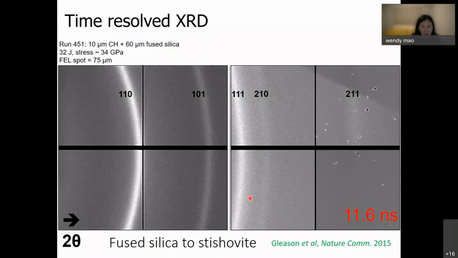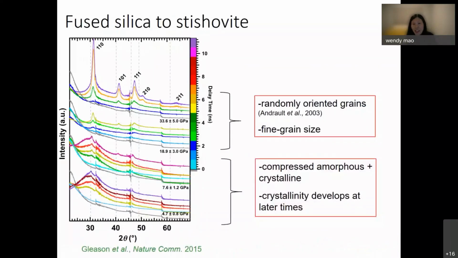And then you can integrate patterns for different delay times for different laser powers. So these little envelopes are for different peak pressures, and you get information about different pressure and different time series. And we can see that the crystallinity develops at later delay times, and we can also fit the widths of the peaks to estimate grain growth. And we found that the stishovite grains nucleate and grow quite rapidly.